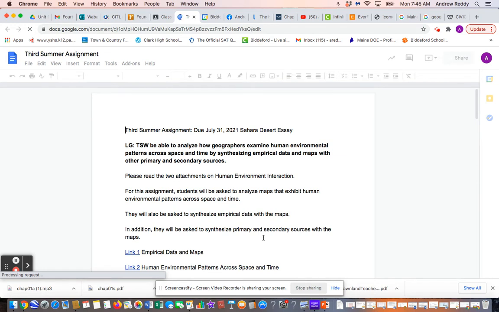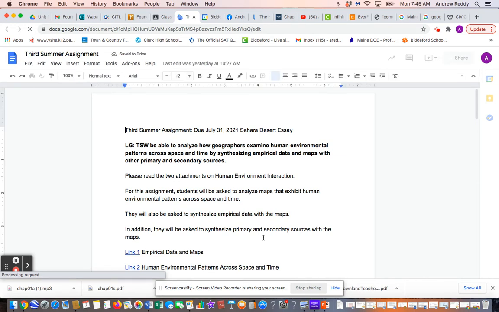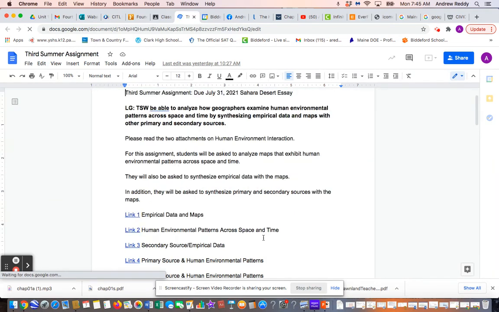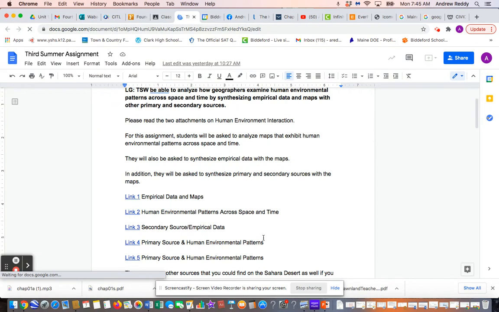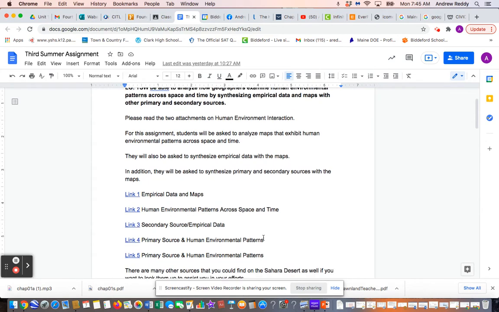Your goal, remember, learning goal: student will be able to analyze how geographers examine human environmental patterns across space and time by synthesizing empirical data and maps with other primary and secondary sources. So after you've read the 2 attachments on human environment interaction and the 5 themes of geography, you'll be asked to analyze maps that exhibit human environmental patterns across space and time. And you'll also be asked to synthesize empirical data with those maps. And in addition, you'll be asked to synthesize primary and secondary sources within the maps.